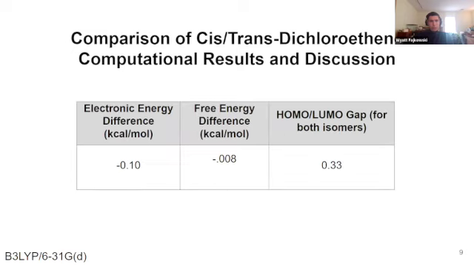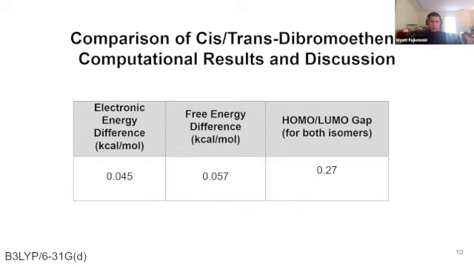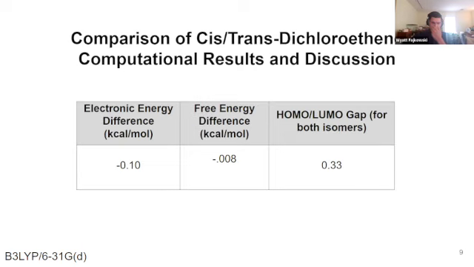But I also observed a very interesting phenomenon where in both cases, the free energy and electric energy difference of these molecules, but specifically the free energy, were very, very close. So you can see here, it was around negative 0.008. And the negative here signifies that the cis isomer was actually more stable than the trans. And for the free energy here, the difference was around 0.057. So again, similar, but relatively small difference here.